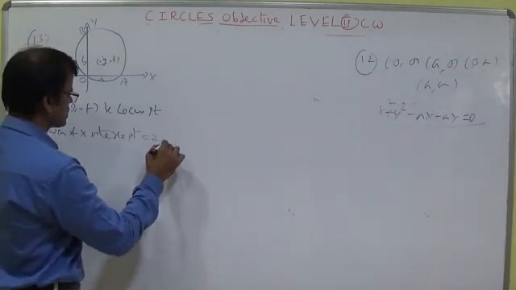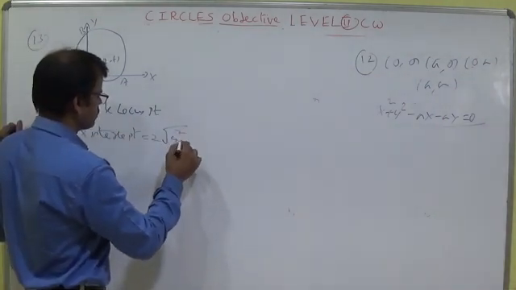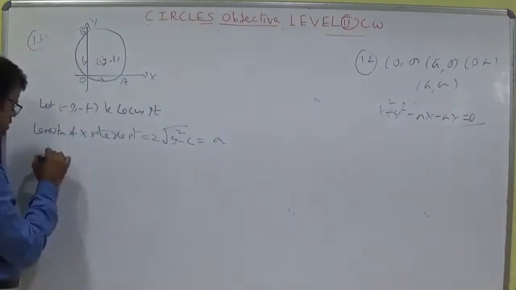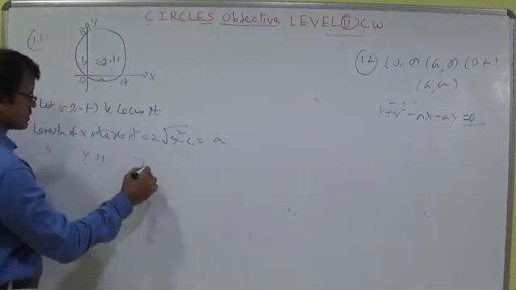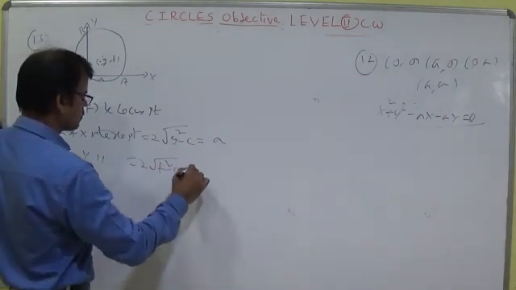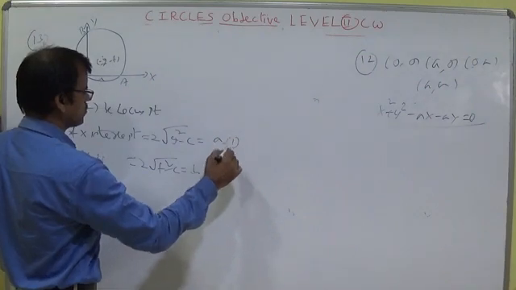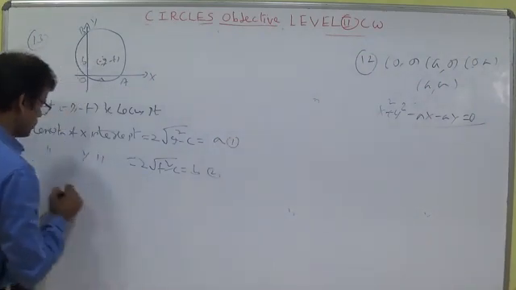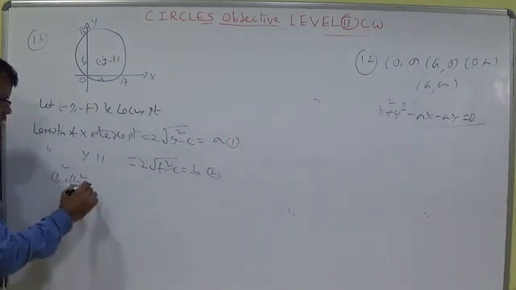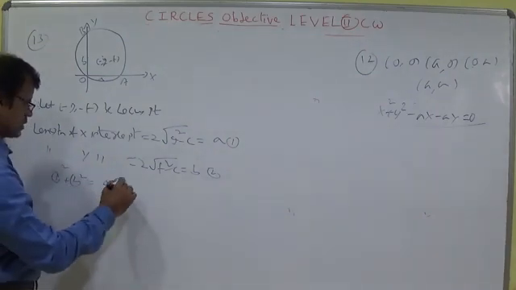Length of x-intercept for the circle: 2 root g square minus c is equal to a, as given. Length of y-intercept: 2 root f square minus c equal to b. Put it as equation 1 and equation 2. Now you do one thing: equation 1 squared plus equation 2 squared, squaring and adding both sides.